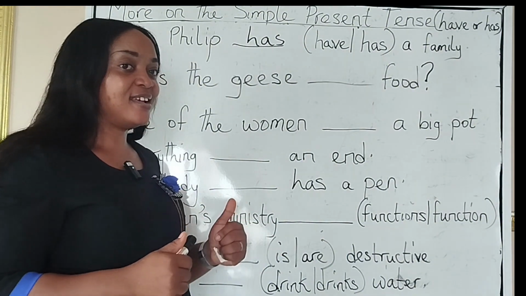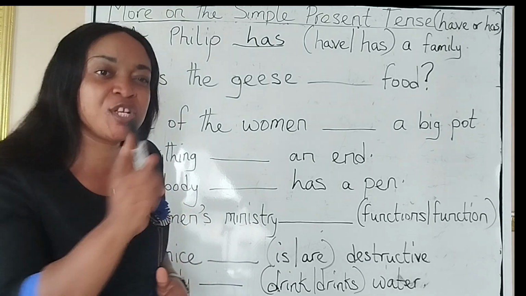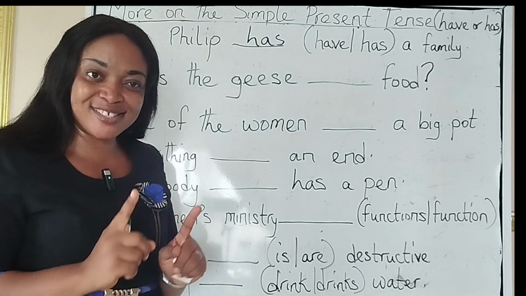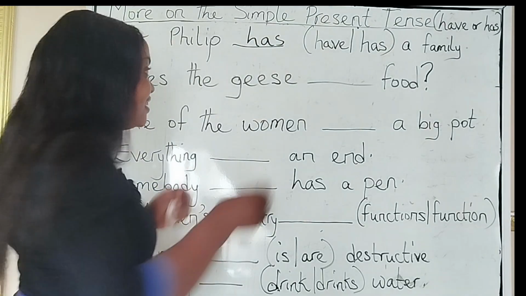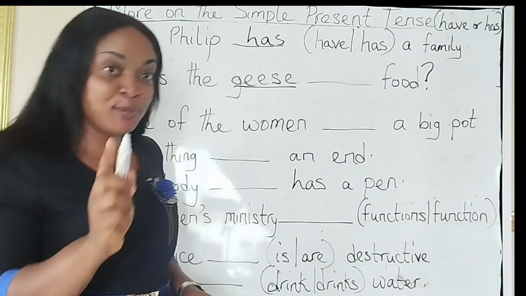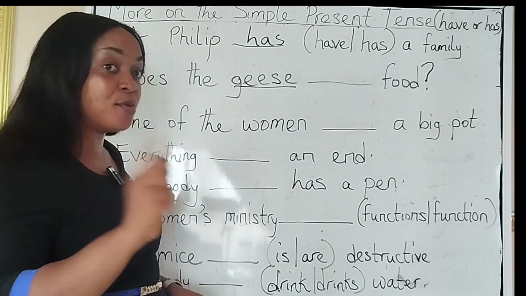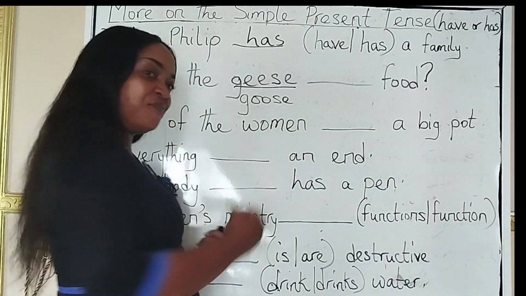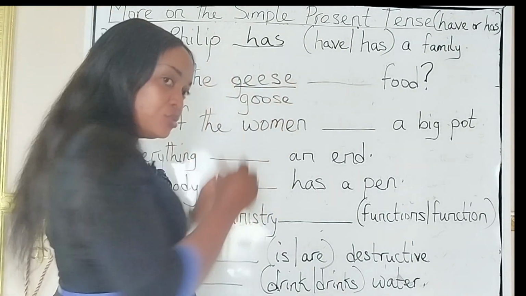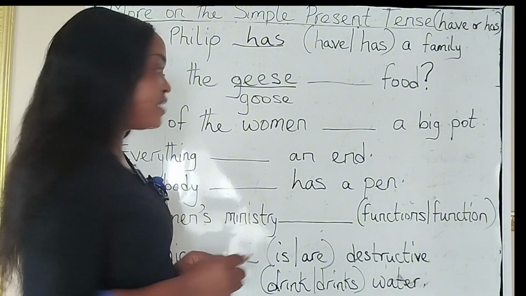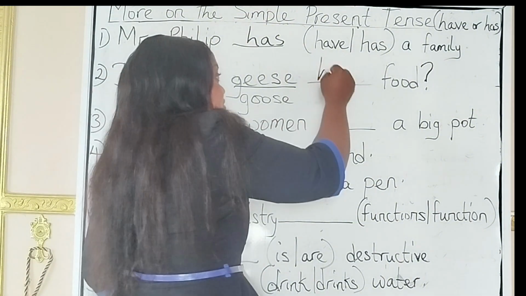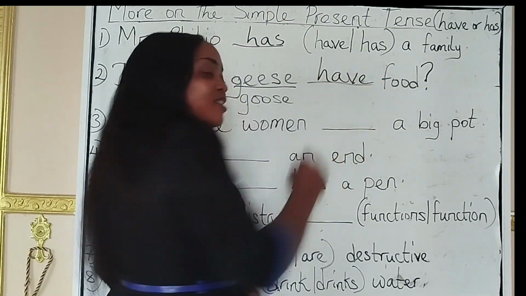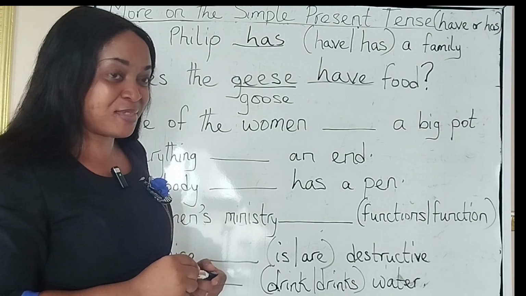Number 2. Does the geese have food? Does the geese has food? Which one do you think is correct? Remember, geese is plural. The singular form of geese is goose. Therefore, if this is more than one goose, we can say, does the geese have food? Correct. I hope you're still there with me.